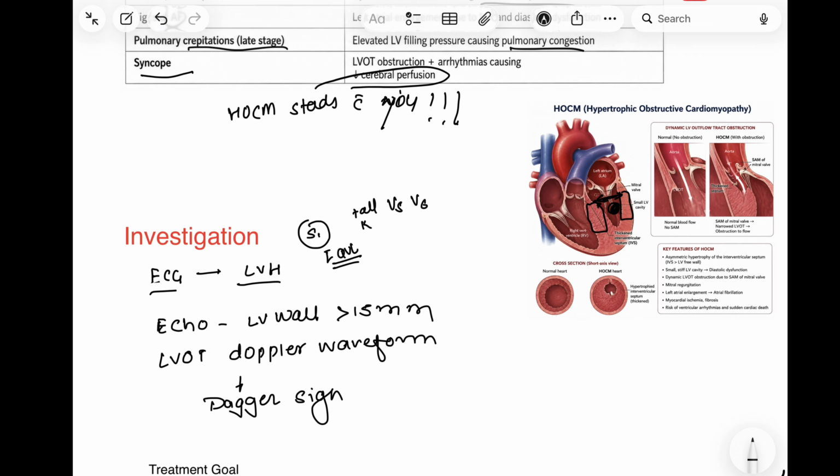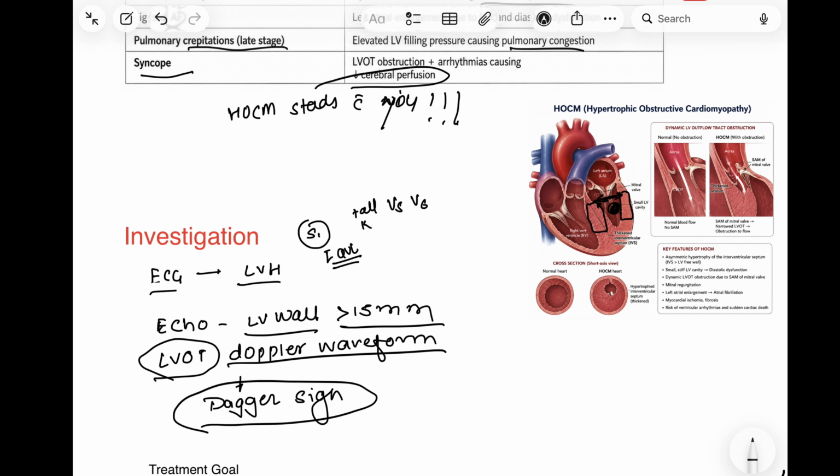Then what about the echo? A left ventricular wall thickness of more than 15 mm is usually associated with HOCM, right? So the diagnostic criterion of HOCM is hypertrophy, or a muscle thickness, of more than 15 mm. Then we can also diagnose LVOT obstruction on the Doppler waveform, and there is a dagger sign. You will get an image like a barcode, and it shows this dagger-like dip on the Doppler waveform, and these are due to LVOT obstruction.